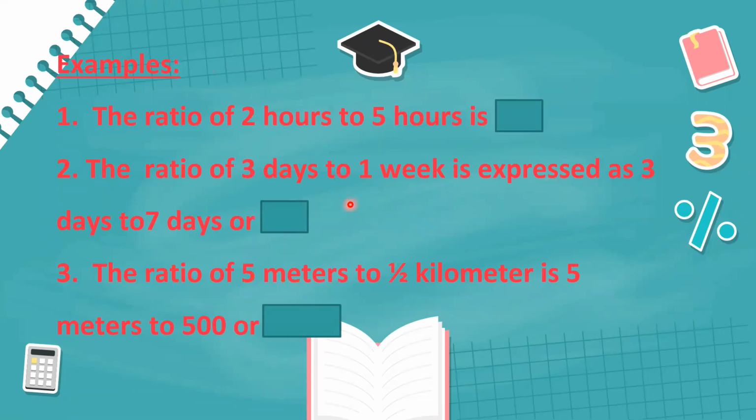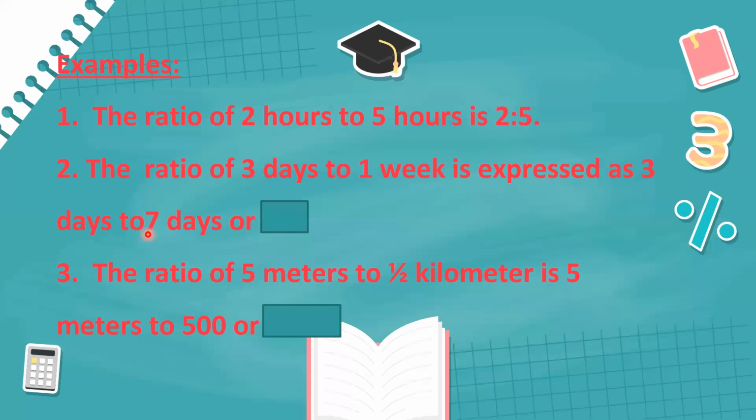For examples, we have here number 1, the ratio of 2 hours to 5 hours is 2 is to 5. So why is it 2 is to 5? Because we have to write first yung unang binanggit sa statement. So for this example, ang unang binanggit ay 2 hours tapos 5 hours. Kaya siya naging 2 is to 5.